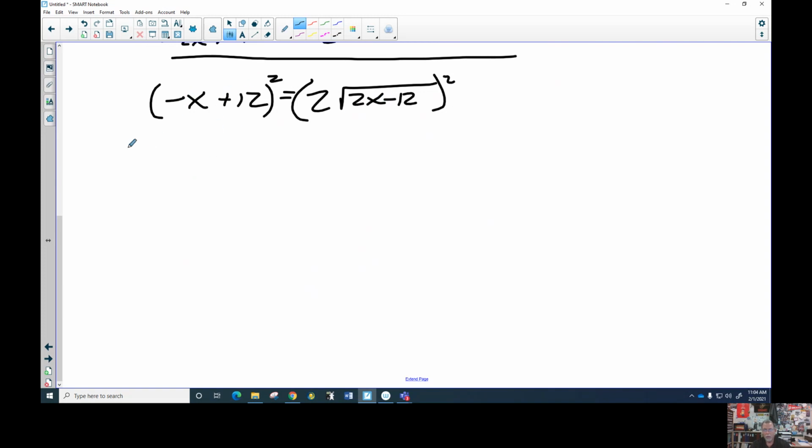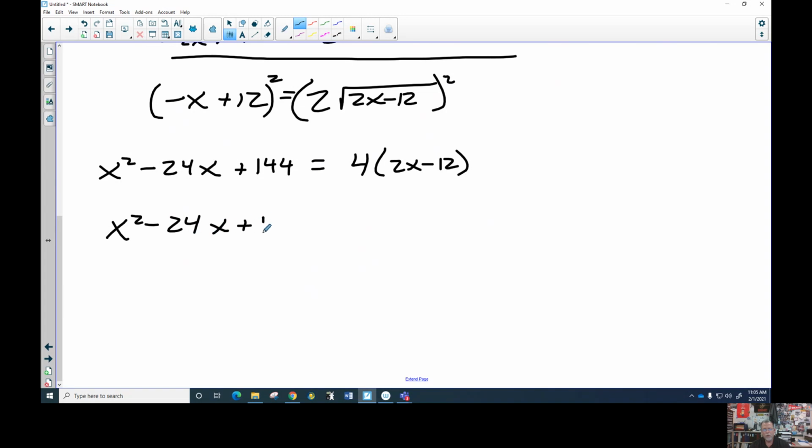And so this one, now again, we got a binomial squared, so negative x times negative x is x squared. Negative x times 12 is negative 12x times 2 is negative 24x, and then plus 144, 12 squared. That's how we square a binomial, right? Square the first one, multiply the 2 and double it, square the last one. All right, squaring this would be 4 times 2x minus 12, because it's this squared times this squared. So now I've got x squared minus 24x plus 144 equal to 8x minus 48.